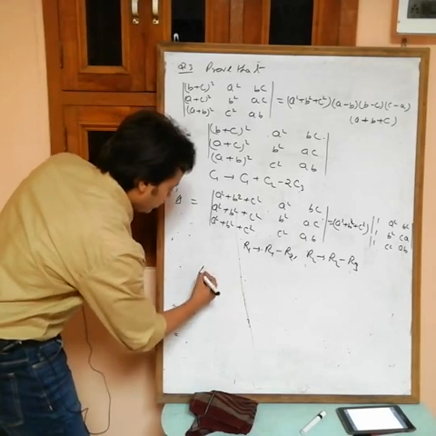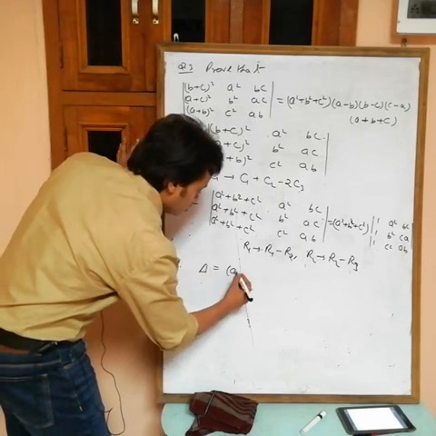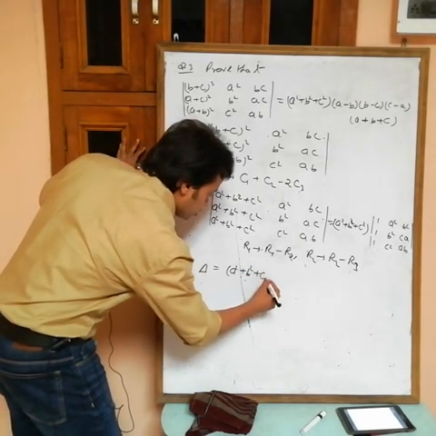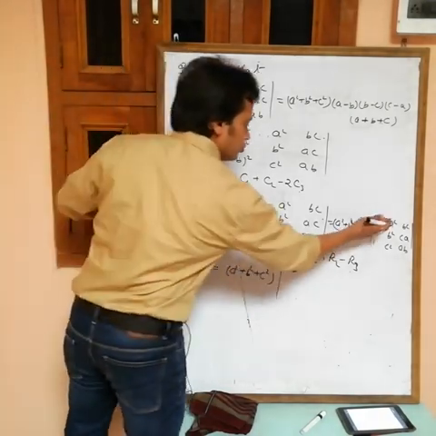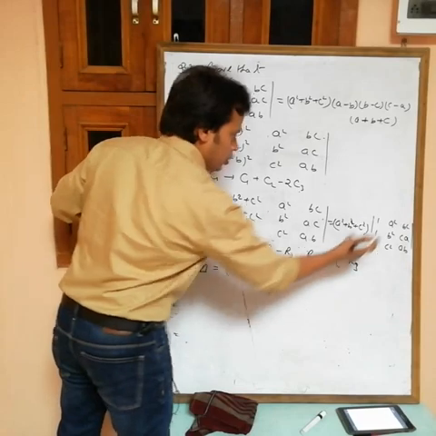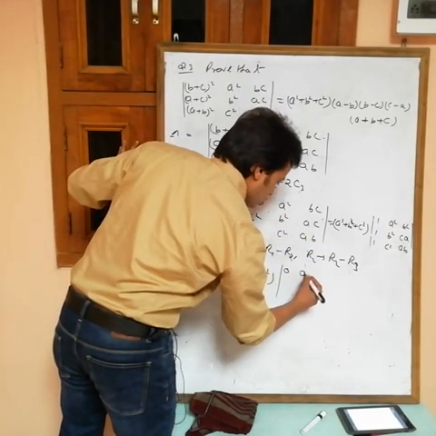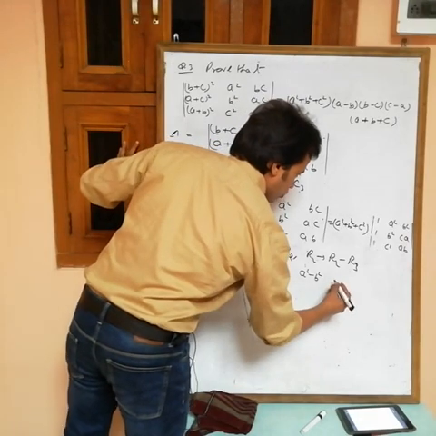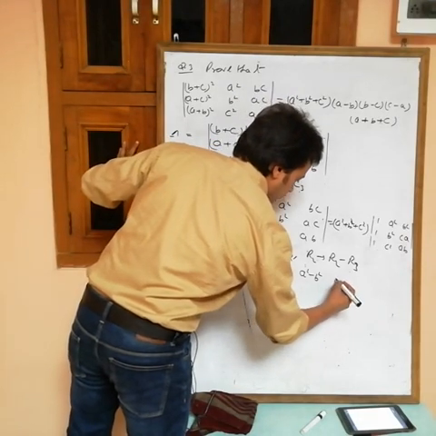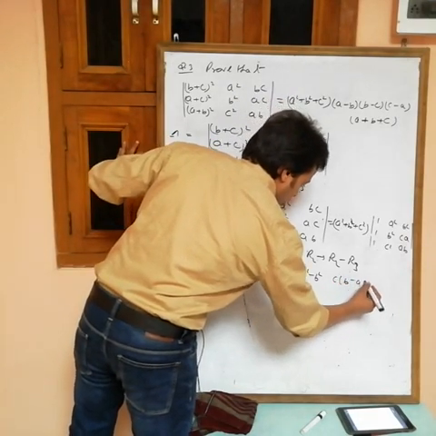Then we will get the determinant as a square plus b square plus c square remaining outside. R1 goes to R1 minus R2. This one minus this one, 0. This one minus this one, a square minus b square. This one minus this one, 0. You can take common c, then b minus a, c into b minus a.